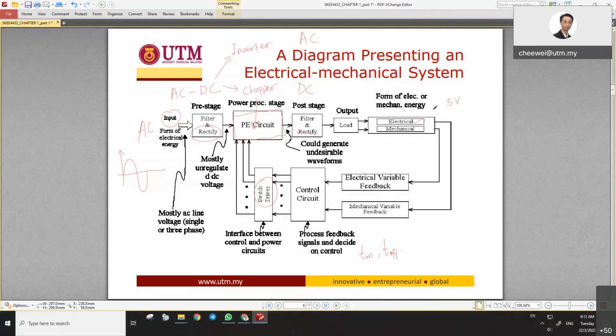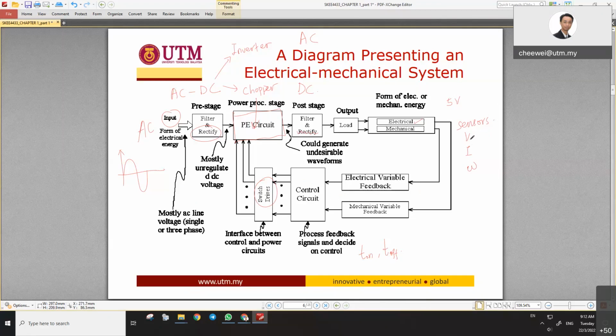Then you will have all the sensors, right? Sensors like voltage sensor, current sensor, or speed sensor. For example, with the speed sensor, you want to know, is it constant speed or do you want to increase the speed of the fan, for example. Everything is sensed and given back to the control circuits. And all these are known as the feedback variables.